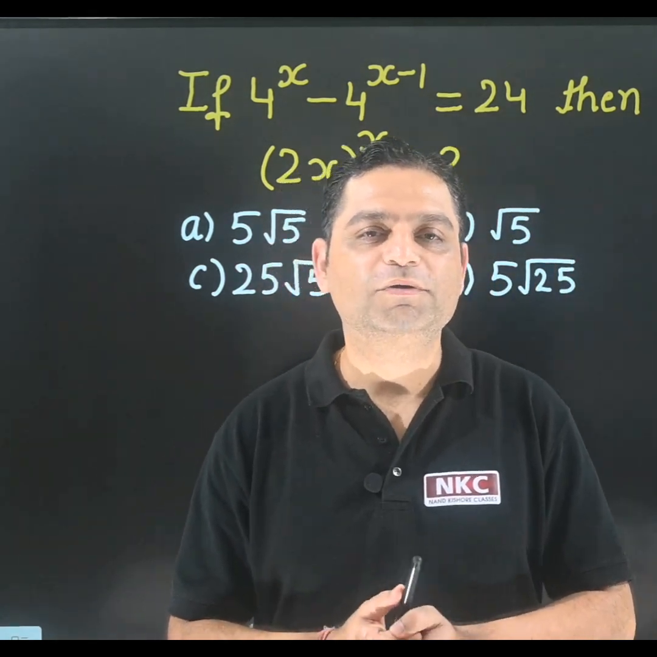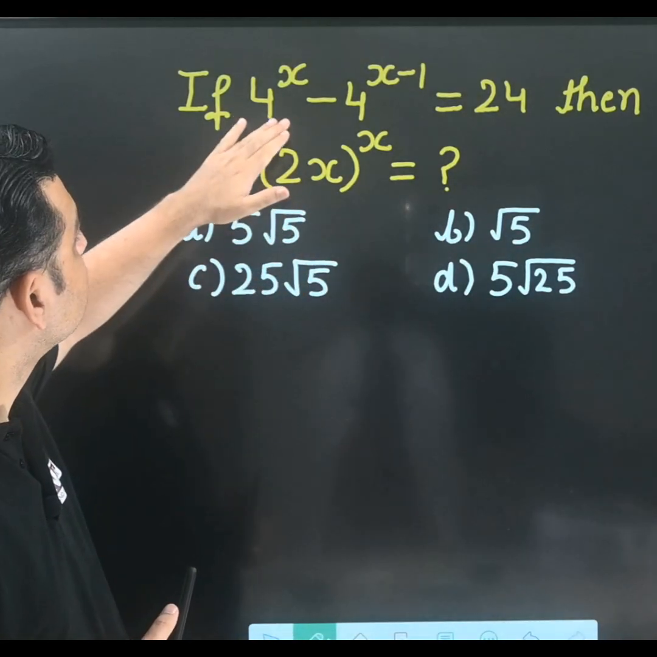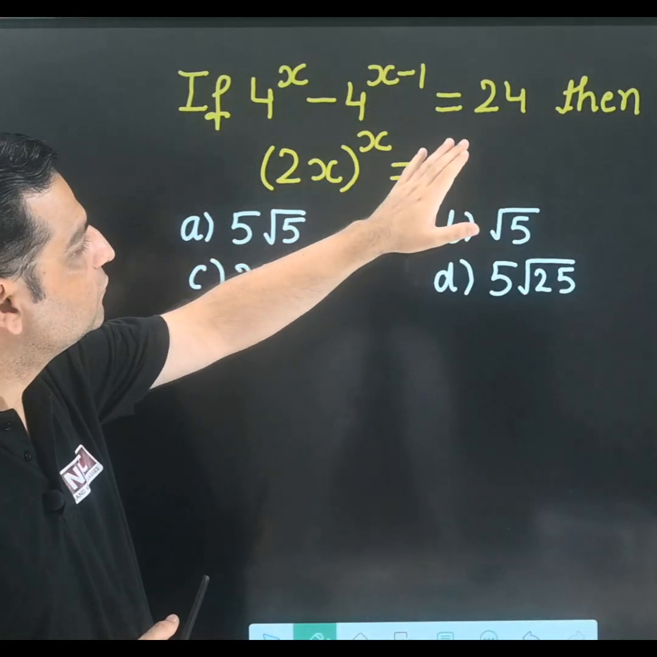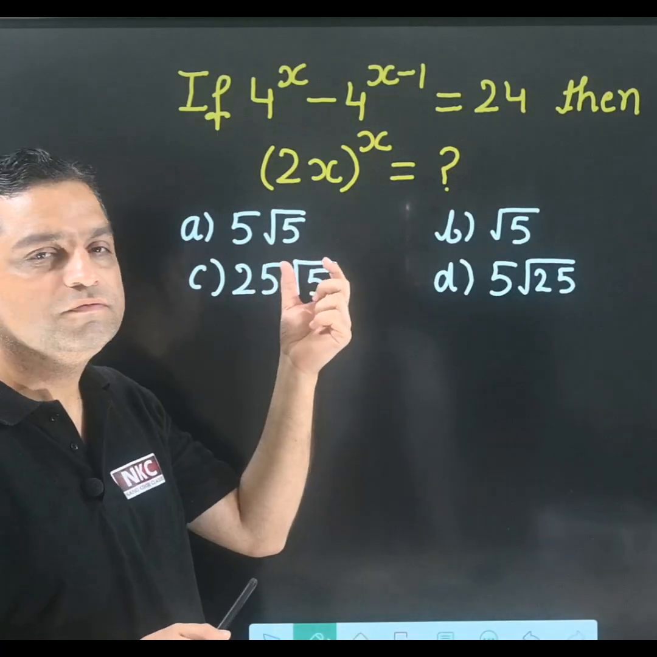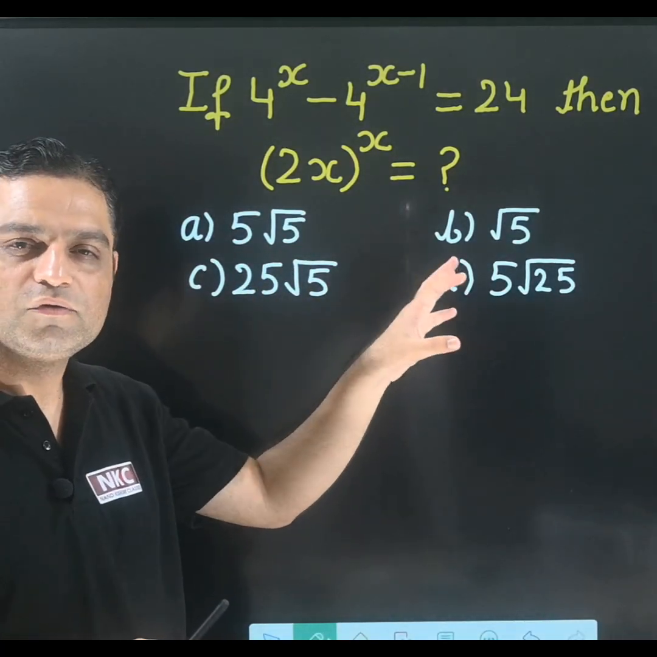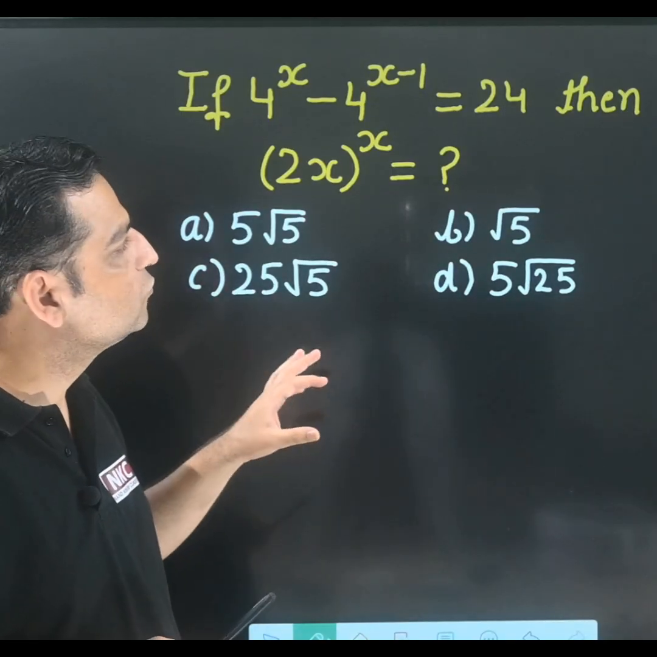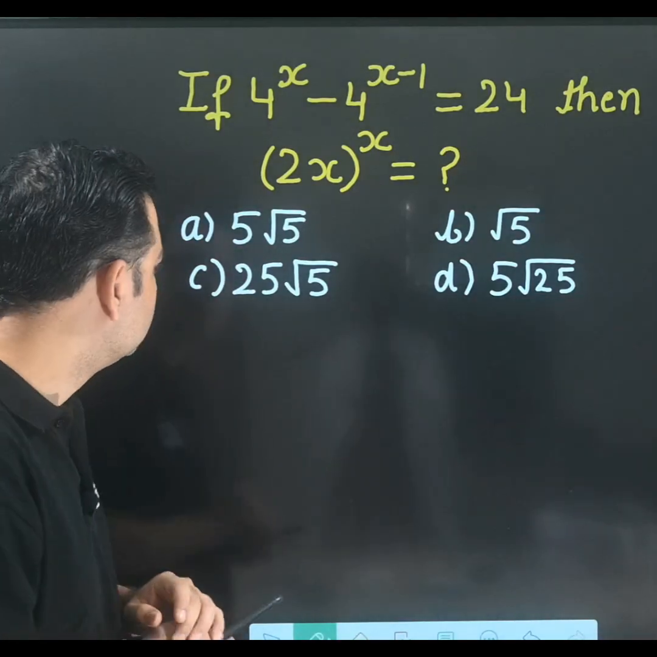Today's lecture is going to be very interesting. Please have a look at the question. 4 to the power x minus 4 to the power x minus 1 is given equal to 24. And we need to find the value of (2x) to the power x. There are 4 options. You can select the correct option, but we are going to solve it step by step for the concept clarification. So please watch till end.